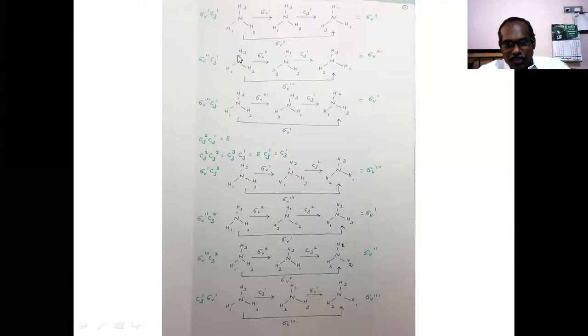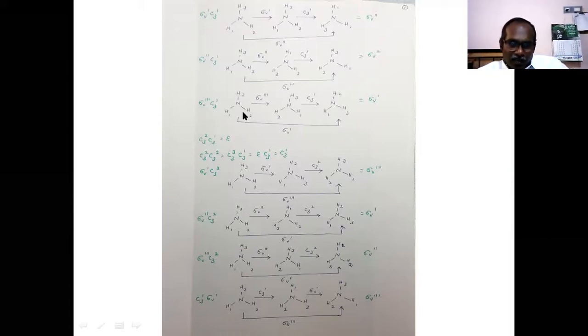Now, from this configuration to this configuration, what is that single operation that can be made? So 3 remains in the same position, 1 and 2 are interchanged. Therefore, if you perform the sigma V triple dash operation here, that will result in this configuration. Therefore, the combination of sigma V double dash and C3 once will result in sigma V triple dash. Now, the next operation, sigma V triple dash into C3 once.